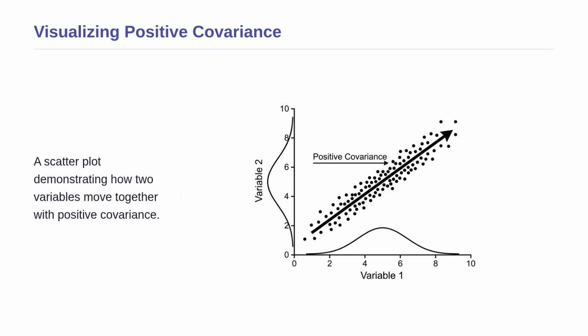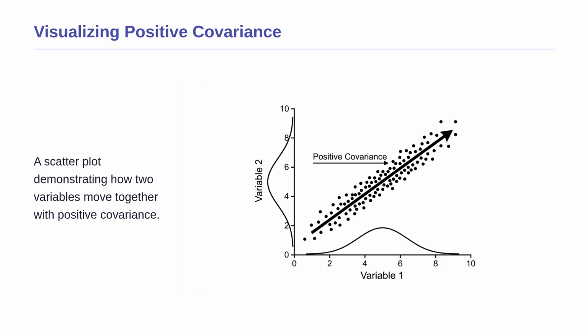To truly grasp what a positive covariance and a perfect correlation look like, let us look at this diagram. You are seeing a scatter plot with variable 1 on the horizontal axis and variable 2 on the vertical axis. Notice the tight cluster of data points forming a clear upward trend from the bottom left to the top right. The black arrow cutting through the center of the points represents the positive covariance we just calculated.